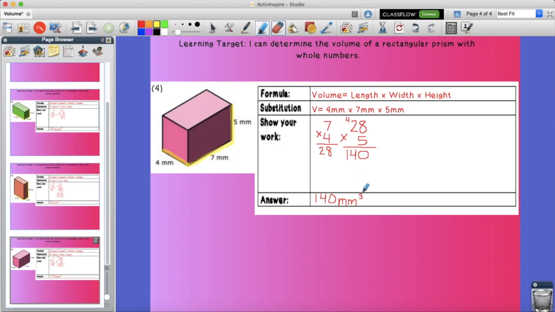Don't forget to cube your answers because we are multiplying our length, width, and height, which are 3 dimensions. And these are 3D figures that we are finding the volume of.